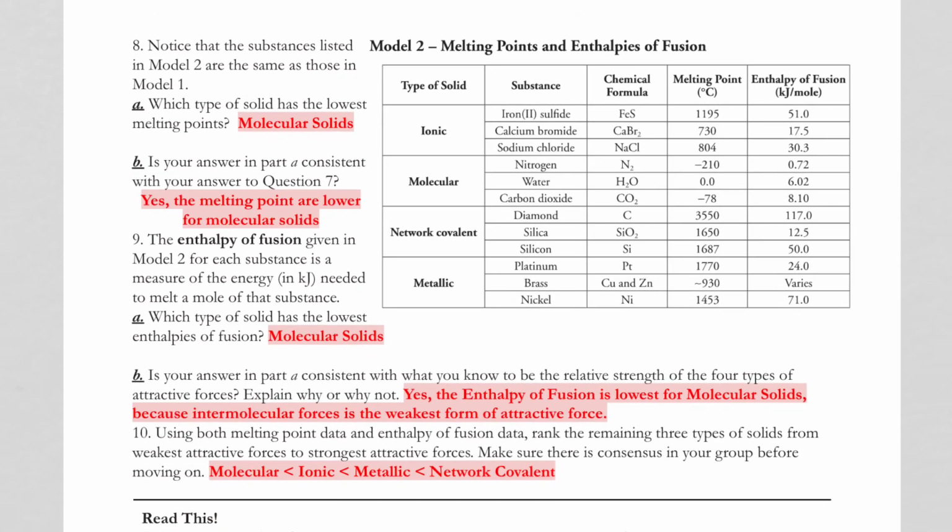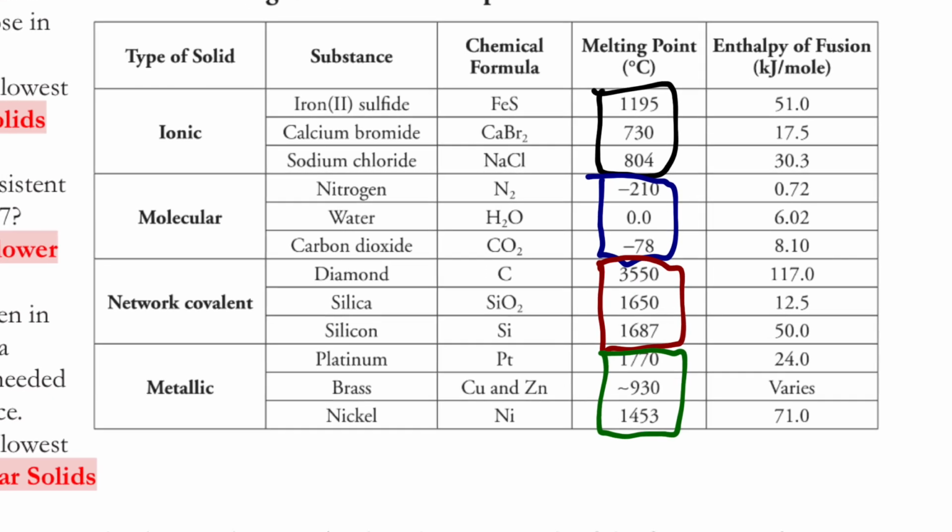All right. So let's get into Model 2 and see how that factors into real-life compounds. For example, which type of solids usually have the lowest melting point? Let's take a look at all the various types. I'm going to circle the ionic ones in black, molecular in the next color, network covalent in red, and green is metallic. If you zoom in and look at it, which one has the lowest numbers?